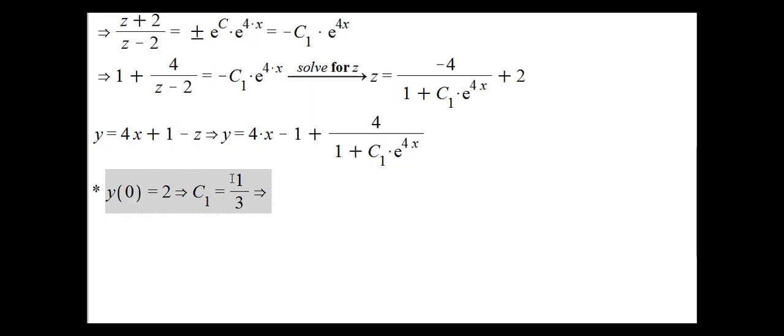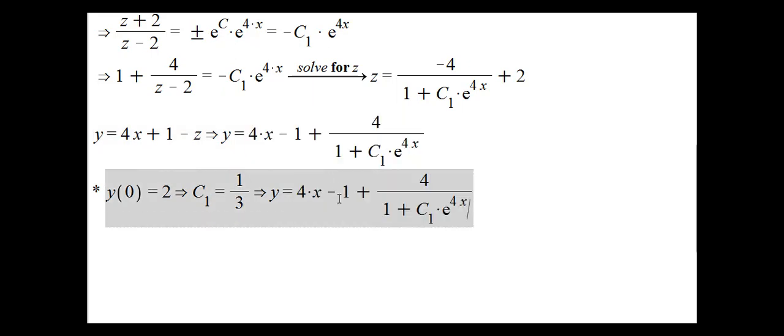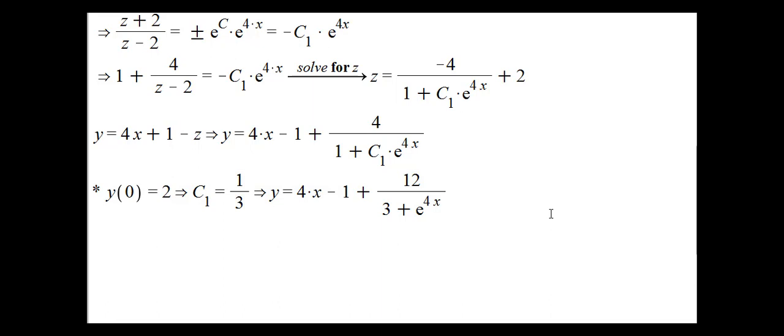So our explicit solution is y equals 4x minus 1 plus 4 over, this one is 1 over 3, so we have this one 3. This one will be 4 times 3, right? The interval of definition is minus infinity to infinity.